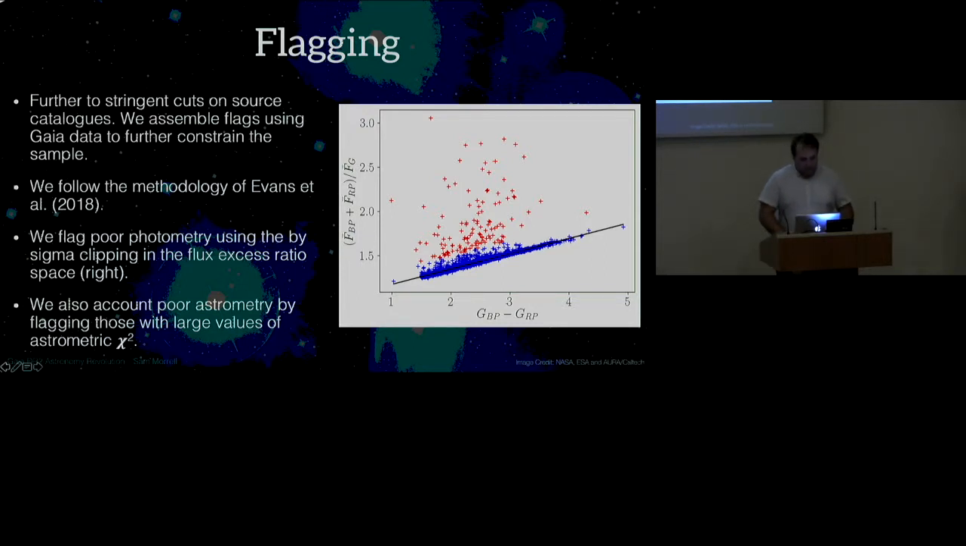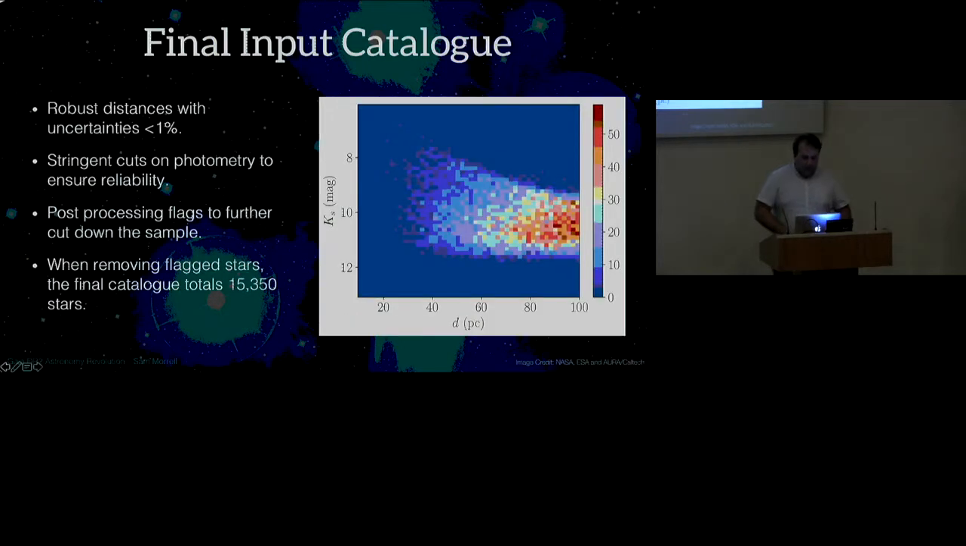So at this point, what do we have? We have a final output catalogue with robust distances with uncertainties that are better than 1%. We take stringent cuts on all our photometry from all-sky surveys to make sure that we have reliable photometry. We additionally perform post-processing to flag further contaminated photometry. And when we remove all of the flagged stars with the final photometry cuts, we end up with a sample of 15,350 M-dwarf stars. So what do we do with this sample?